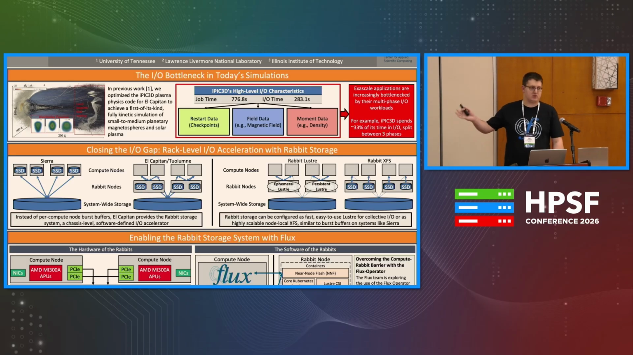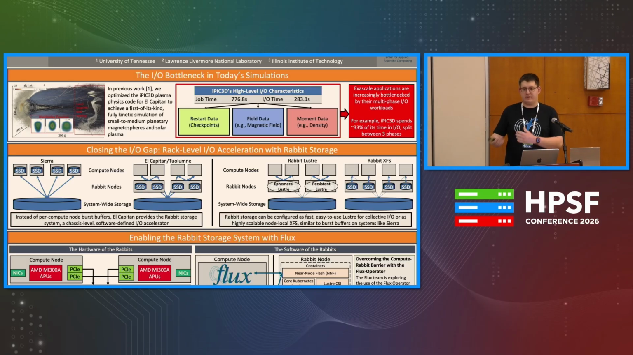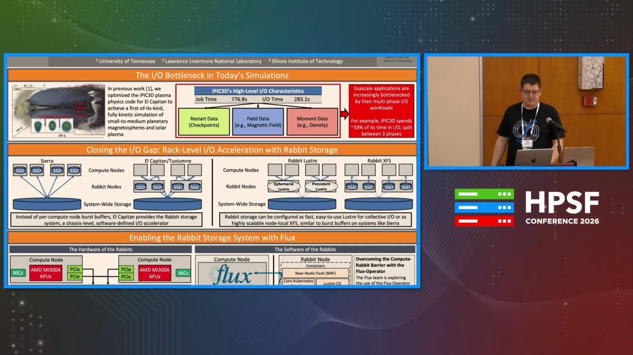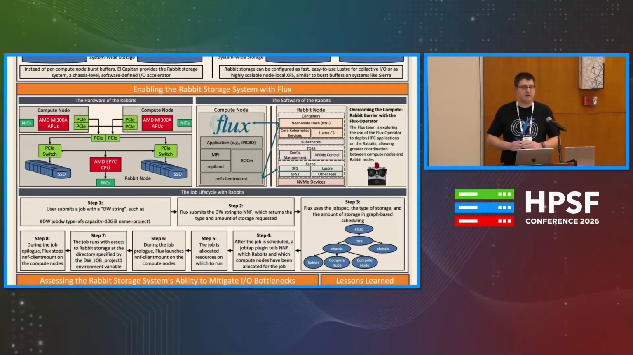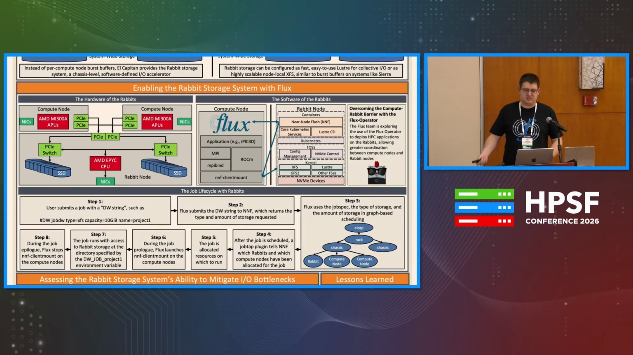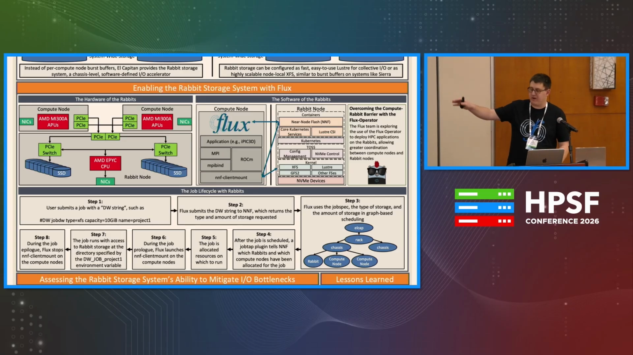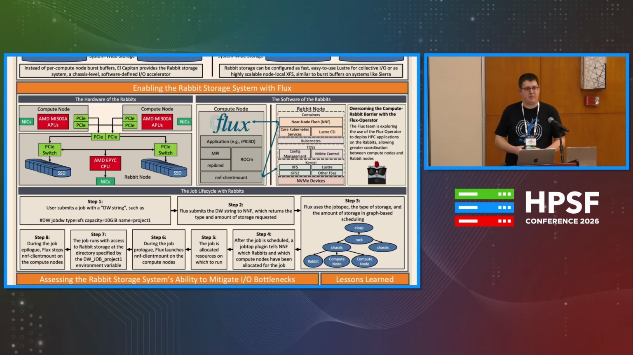So some examples of the storage you can provide are ephemeral, kind of temporary Lustre, persistent Lustre, and also XFS, which mimics the local storage you'd have on a system like Sierra. And this is all enabled through Flux. So on the left, you can actually see an example of the hardware of the Rabbits. So the actual accelerator is close to compute nodes. It's connected with both PCIe and the broader Slingshot network through the NICs. And then it's got SSDs, an EPYC CPU, all that.